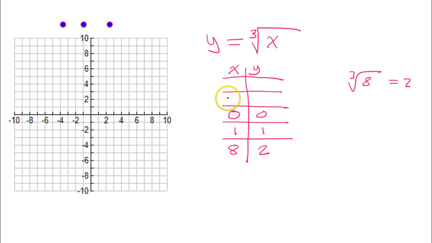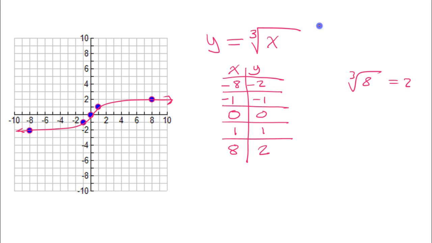And the negatives work just as well. The cube root of -1 is -1, and the cube root of -8 is -2. Now watch what happens if we plot these points. Alright, we get this pattern right here. Now if we connect the dots to see what's going on in between the points, it's going to make this type of a curve. And then it will continue like that forever.